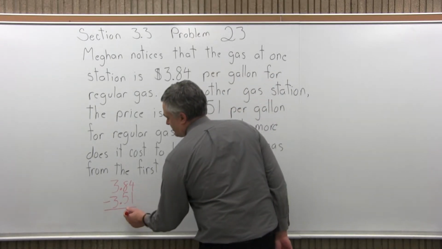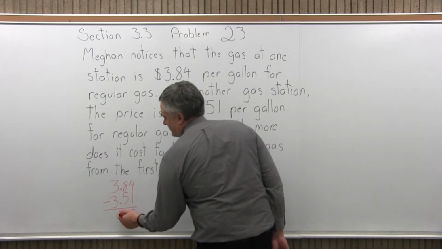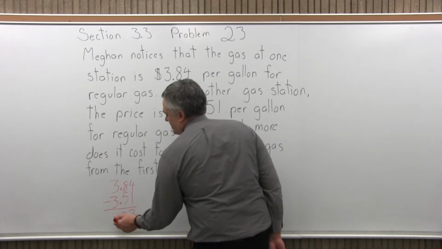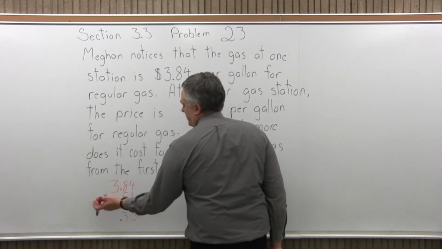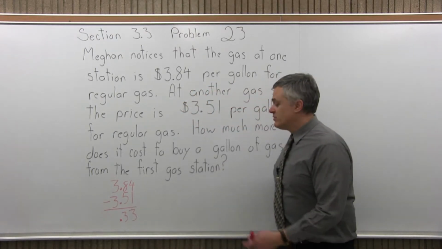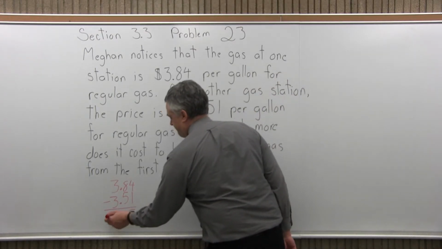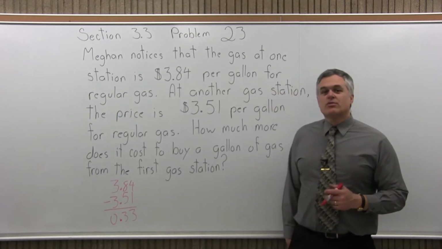4 minus 1 is 3. 8 minus 5 is also 3. The decimal comes straight down. And then 3 minus 3 just cancels off. Or you can put in a 0 if you like. So the answer is 0.33.